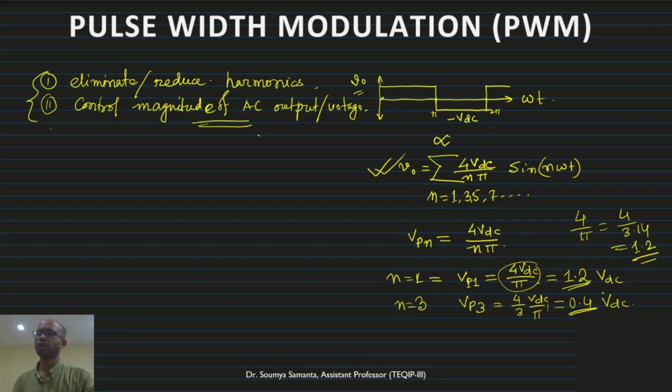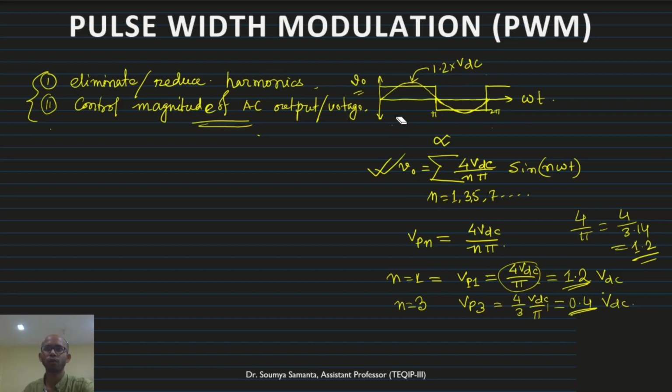So if I do so, then what will happen? This is around 20% more. So the fundamental will be 20% more. So this value is 1.2 into VDC. This is 20% more. So now this is the maximum value. 1.2 into VDC is the maximum value we can achieve by the square wave operation.